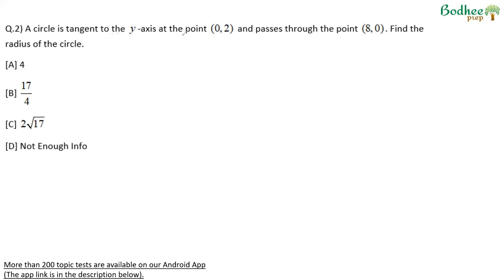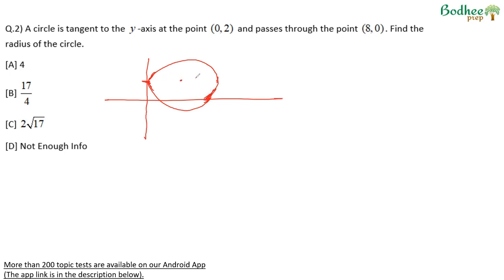A circle is tangent to the y-axis at point (0, 2). So if this is the point (0, 2), it passes through point (8, 0). The circle touches here. Obviously, it will cut the x-axis, therefore passing eventually through (8, 0). This is the circle. We have to find the radius of the circle.